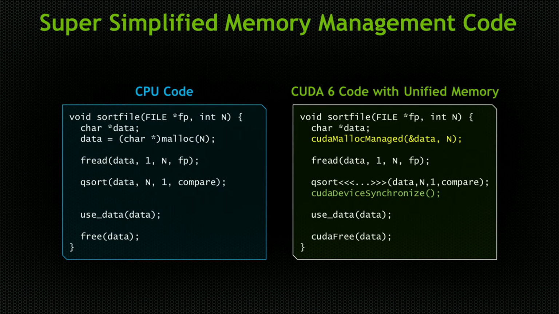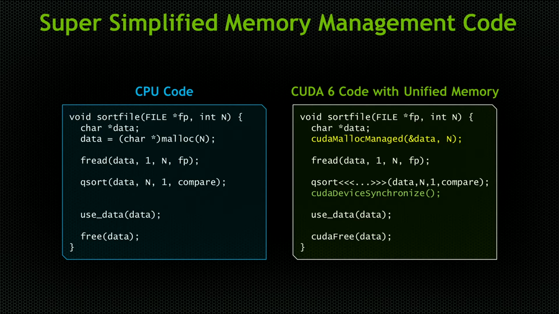So these two programs do the same thing. On the left you have CPU code, and on the right CUDA code. On the left, the CPU code basically just allocates memory with malloc. It reads data from a file into that allocation. It sorts it using qsort. And then it uses the data on the CPU before freeing the memory.